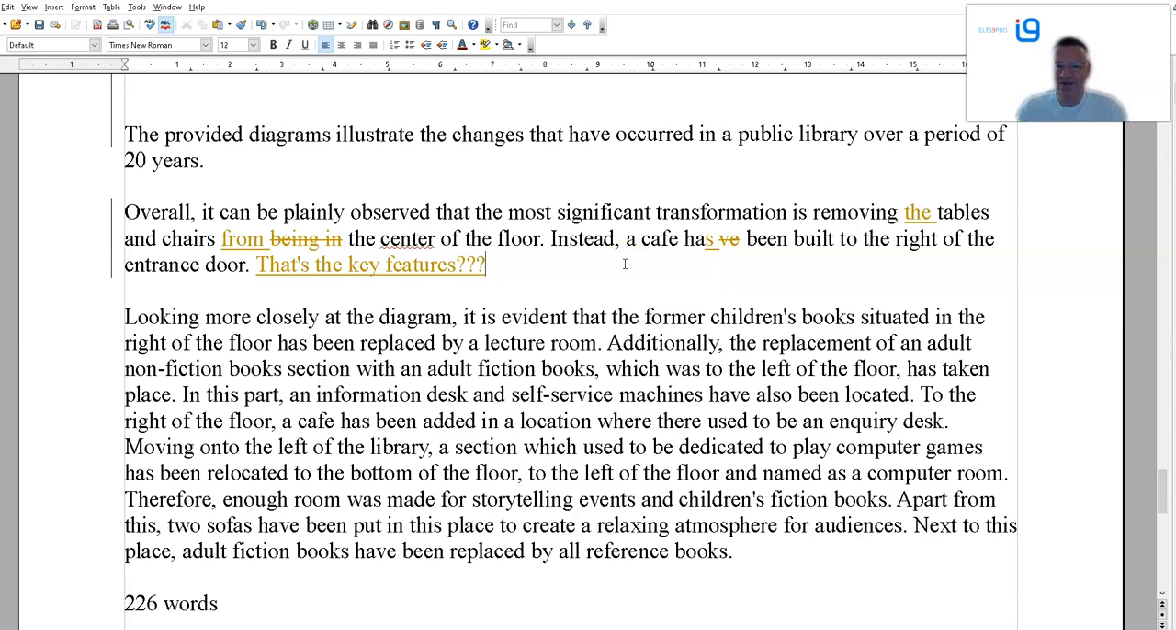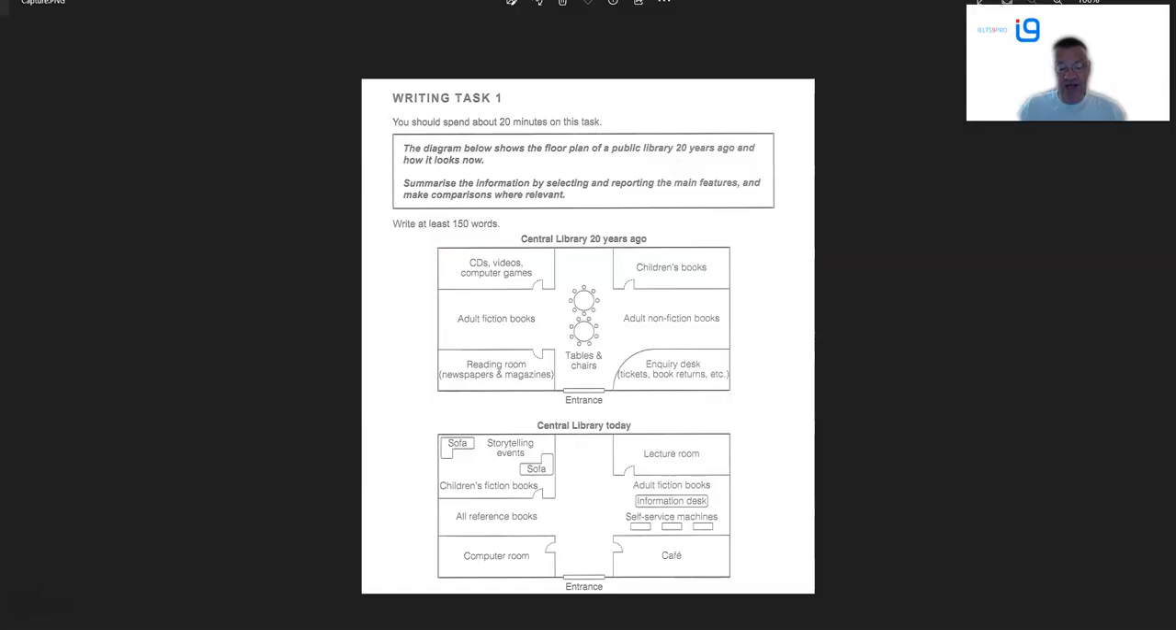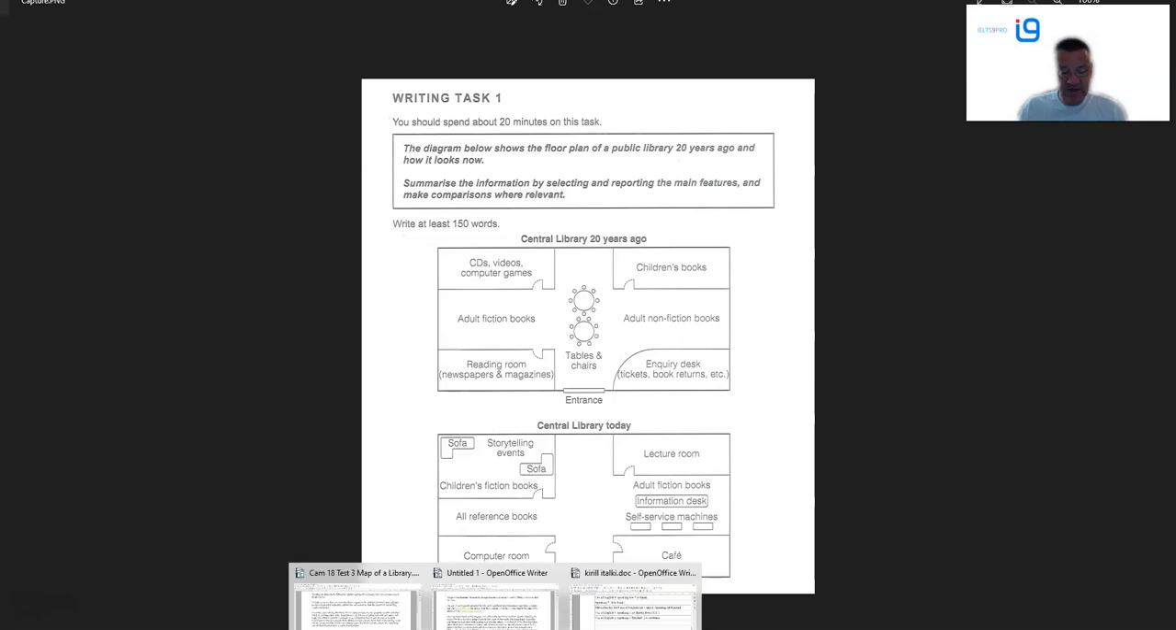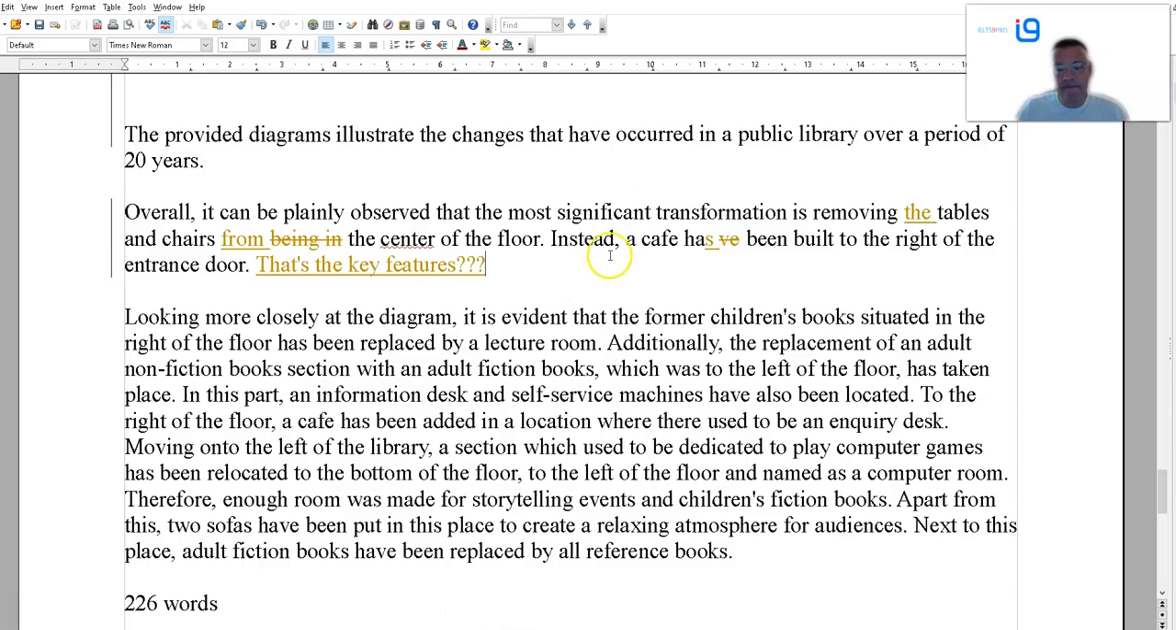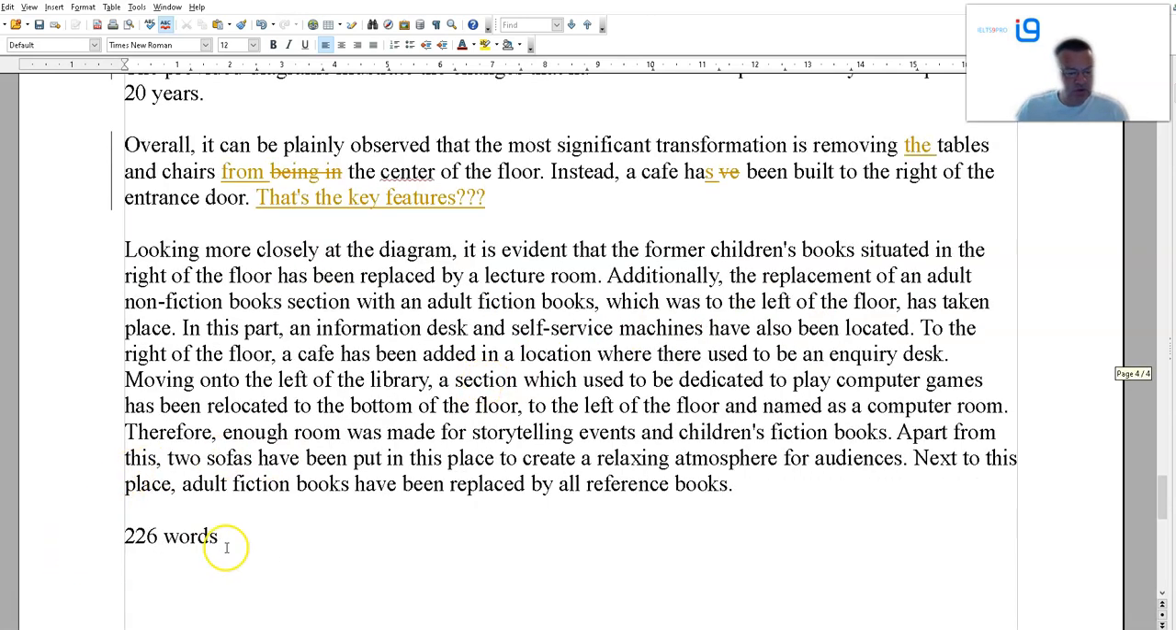That's the key features. Well, that doesn't really work, really. The key features, right? Every room's changed, right? Every single room. You've got the tables and chairs gone, but every other section has changed its purpose or function. Yeah? Every single one. So I would have thought personally that would be considered a key feature. Okay. Lecture room, replacement. So that's 226 words.